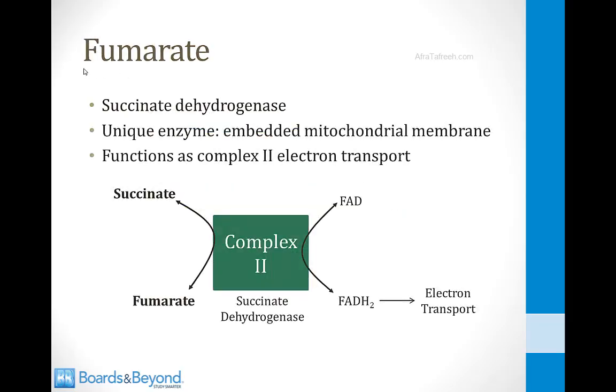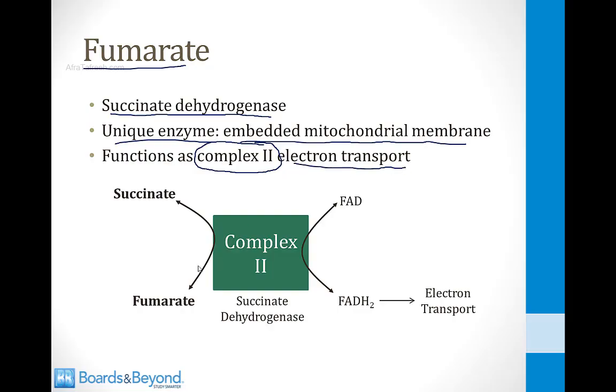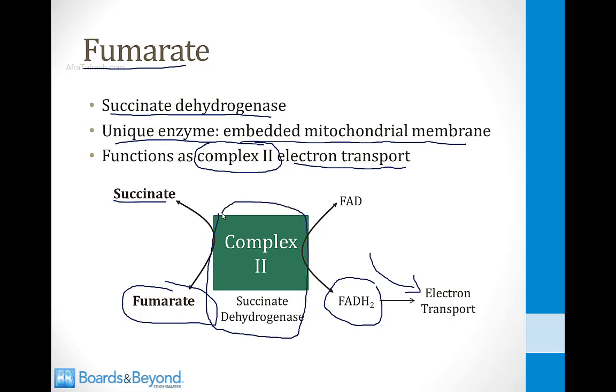The next step involves formation of a molecule of fumarate. The enzyme that does this is called succinate dehydrogenase, and this is a unique enzyme because it's embedded in the mitochondrial membrane, and it also functions as complex 2 in electron transport. So it's an enzyme for both the TCA cycle and the electron transport chain. It converts succinate into fumarate. This is a reversible reaction, and in doing so, it generates a molecule of FADH2, which can immediately go into the electron transport chain. So complex 2 and succinate dehydrogenase are the same enzyme, and they function in both pathways.